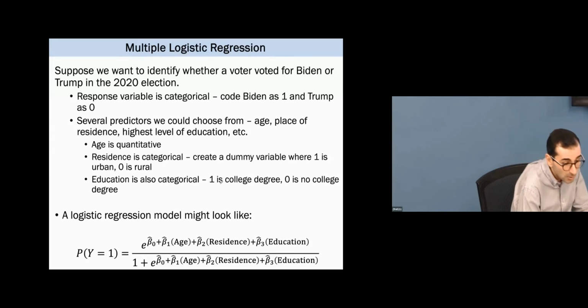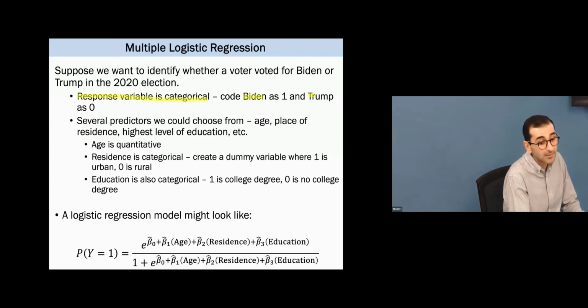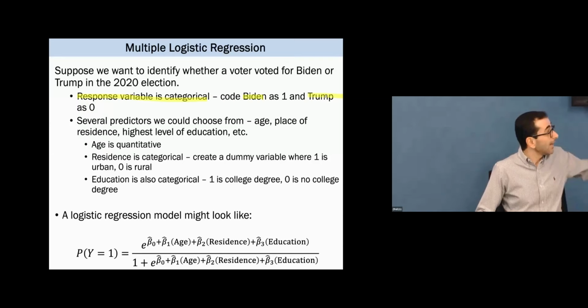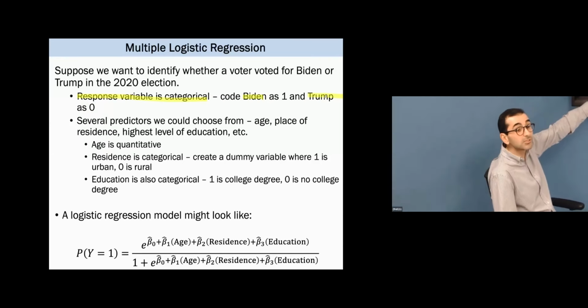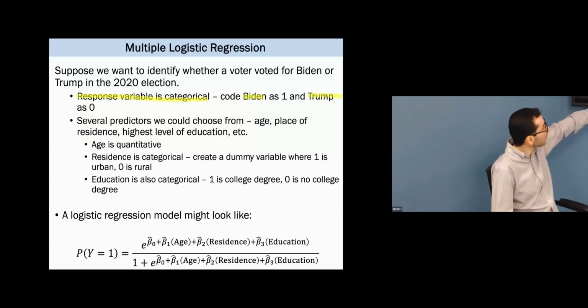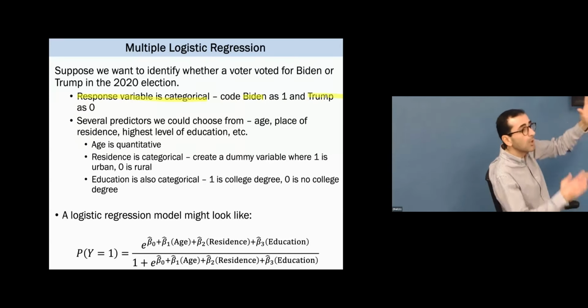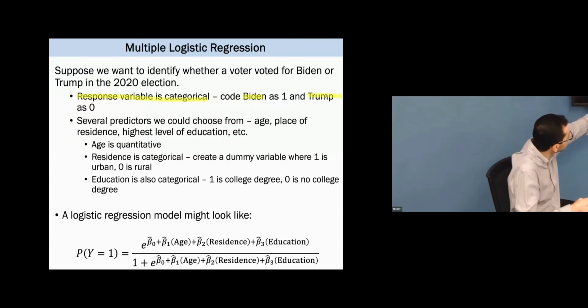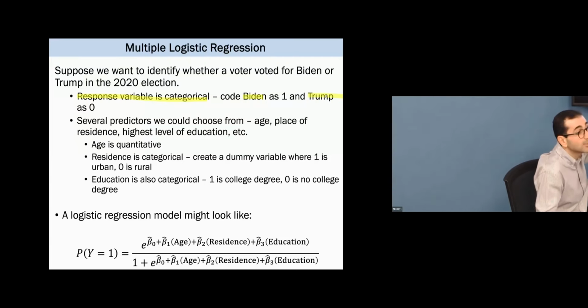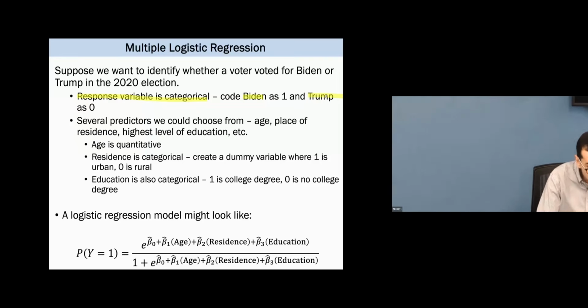Because I have a response variable that is categorical with two categories, I can apply the logistic regression. And here the model would be the probability of y equals 1. This would be our response. I want to find the probability that someone will vote for Biden. Of course, the probability that someone will vote for Trump is 1 minus that. So it's the same thing. Here, we're going to model it using the logistic regression.